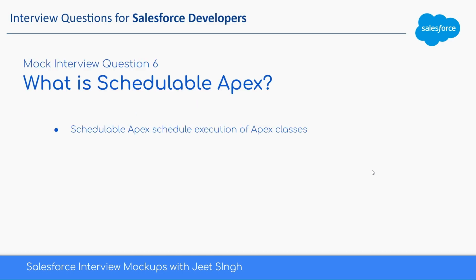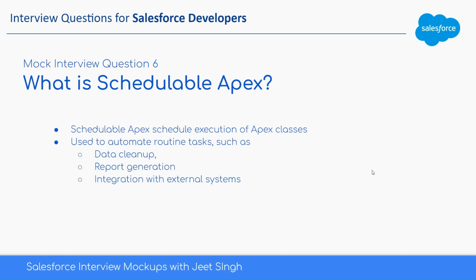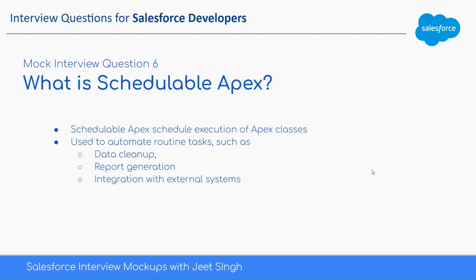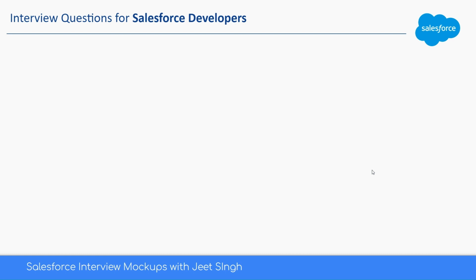What is schedulable Apex? Schedulable Apex enables us to schedule the execution of Apex classes to run at specific times or intervals. It provides a way to automate routine tasks, such as data cleanup, report generation, or integration with external systems without manual intervention. Schedulable Apex offers flexibility in defining the schedule, allowing developers to specify the frequency like daily, weekly, monthly, or as per custom schedule like every few hours or every few minutes.